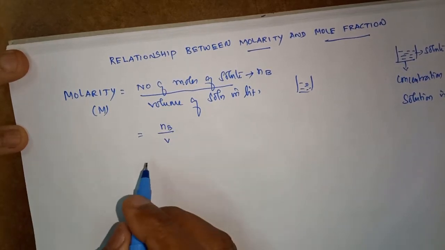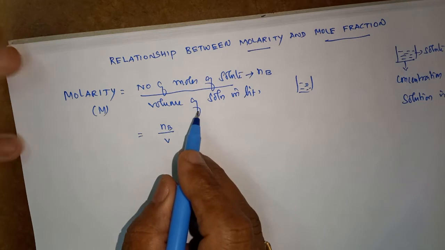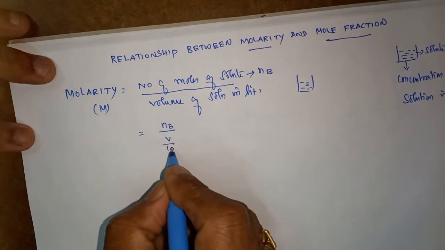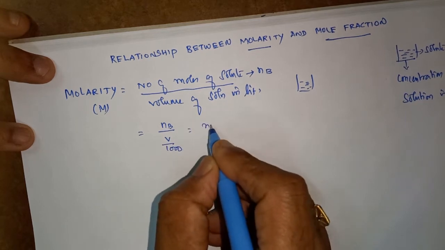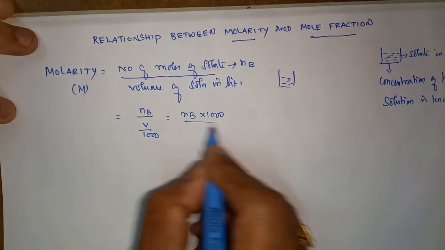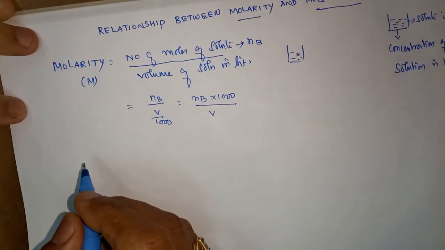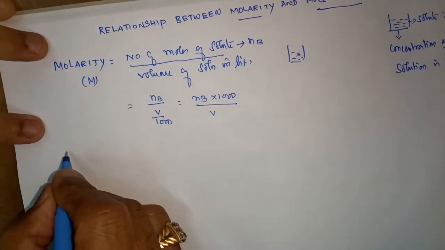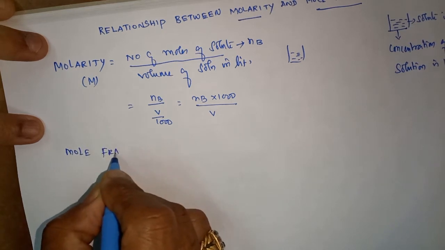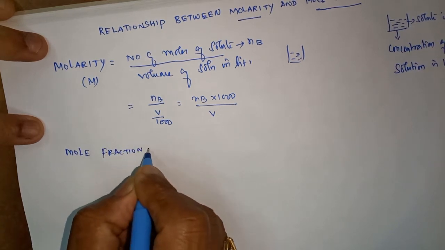That is the volume of solution. If the volume of solution is known in milliliters, you divide it by 1000 and get it in liters. That means n_B into 1000 by V. That is called molarity. Now, what is called mole fraction?